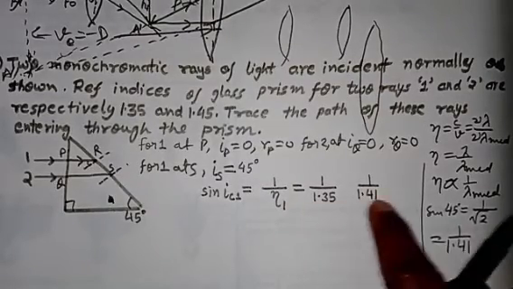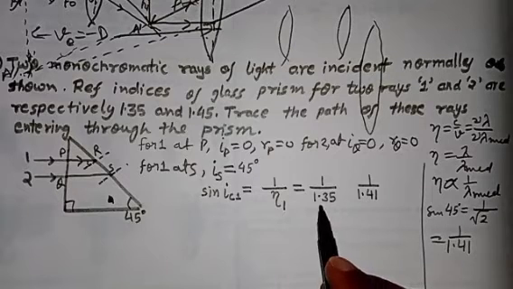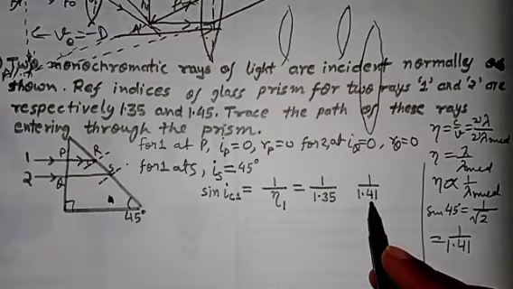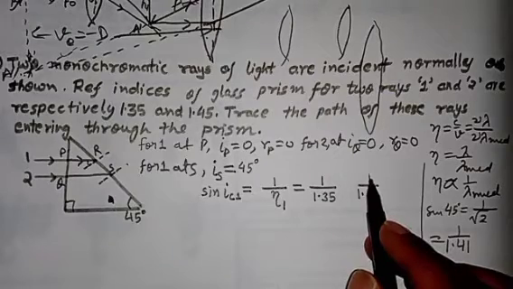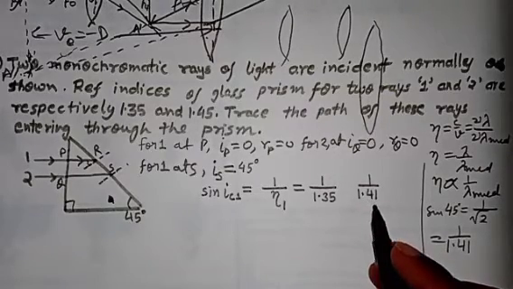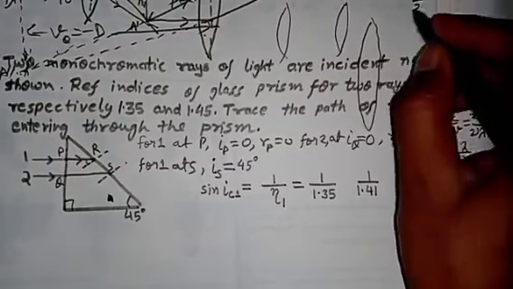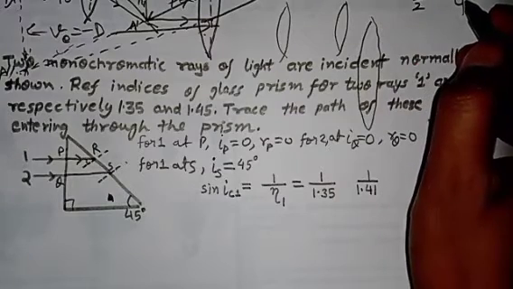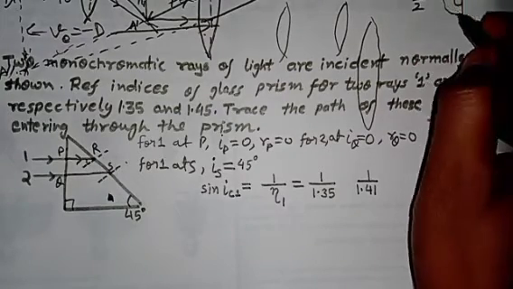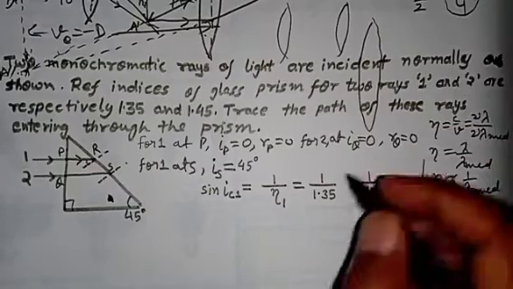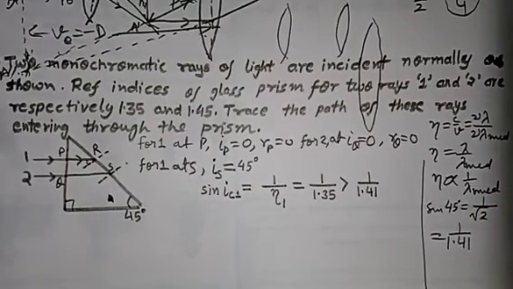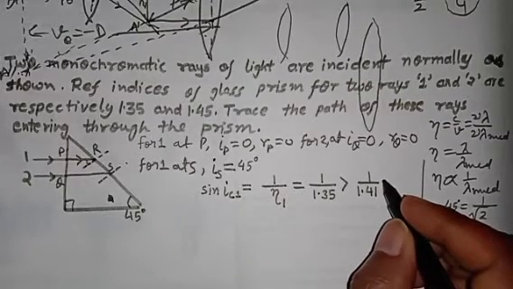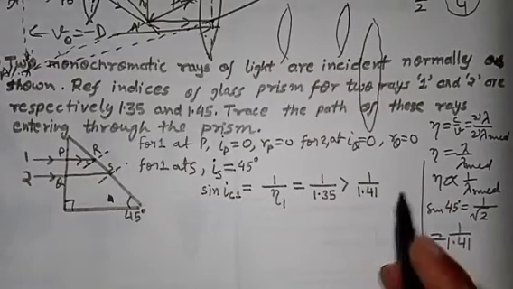Now if we compare both of these fractions, see the denominators: for an equal numerator, the fraction with the greater denominator is smaller. Like if I compare 1 by 2 and 1 by 4, the numerators are equal, the denominators are different. The denominator which is bigger, that fraction will be lesser. So here 1 upon 1.35 is greater than 1 upon 1.41, and this is the value of sine 45.